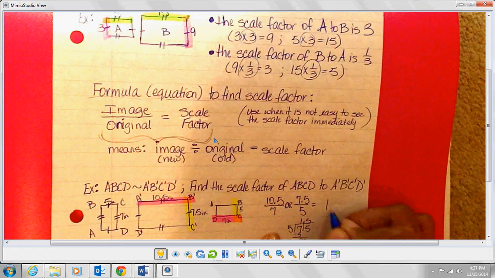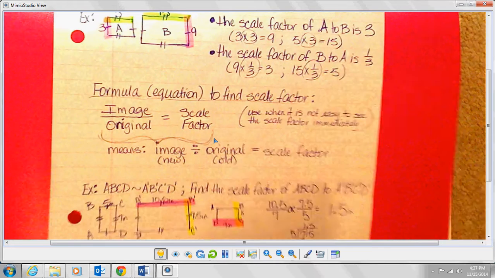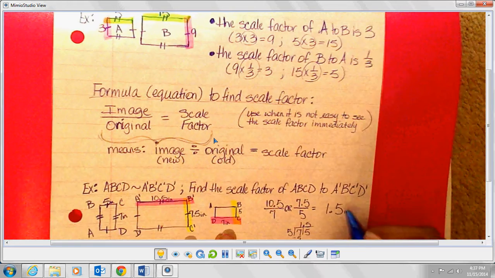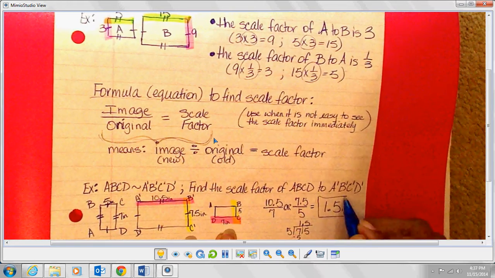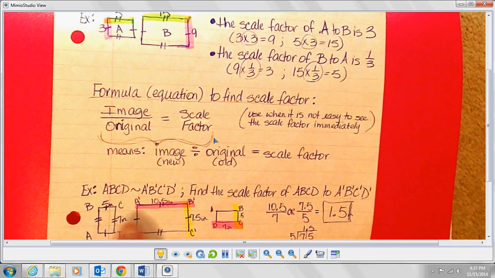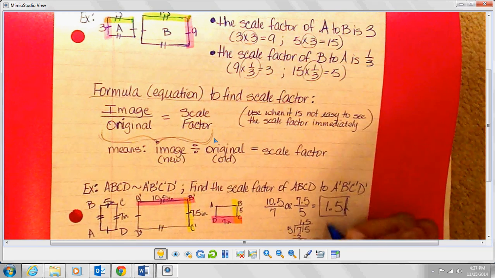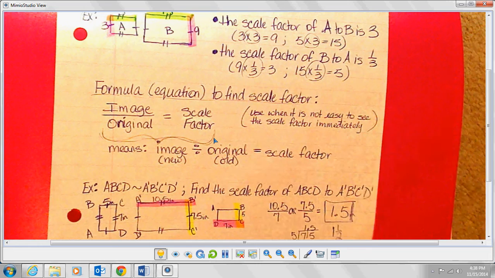So that gives us a scale factor of 1 5/10 inches, or just basically 1 5/10. We really don't even need the label there. So what this means is, to go from my smaller rectangle to my larger rectangle, I'm going to multiply each measure by 1 5/10, or 1 1/2. Remember, this can also be 1 1/2. So that's where the fraction part comes in.